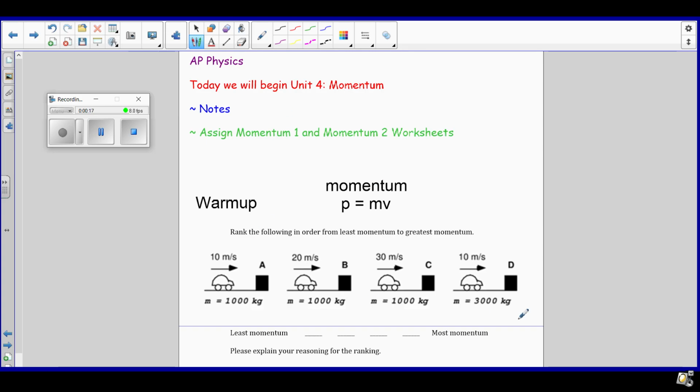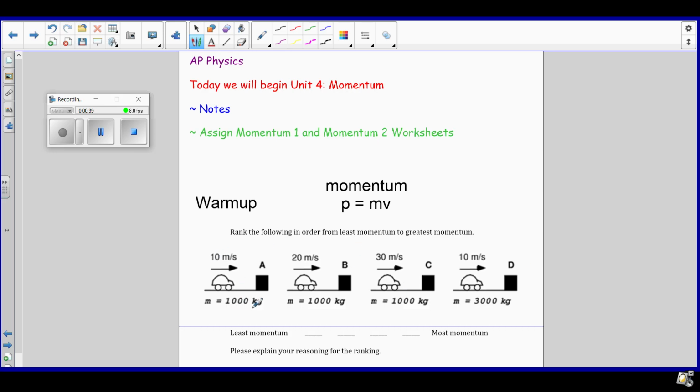You have 4 different scenarios here with a 1,000-kilogram car and then a 3,000-kilogram car at different speeds. You're just ranking the momentum from least to greatest, something you should be adequately prepared to do. So go ahead and pause the video, try that. All right, so hopefully we can check out this ranking, make sure you got it correct.